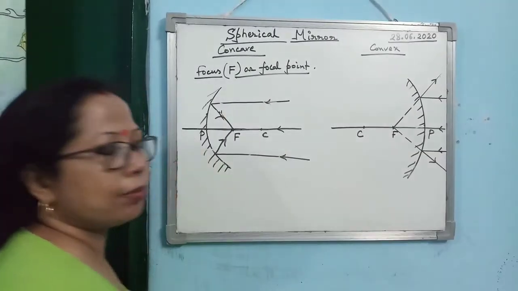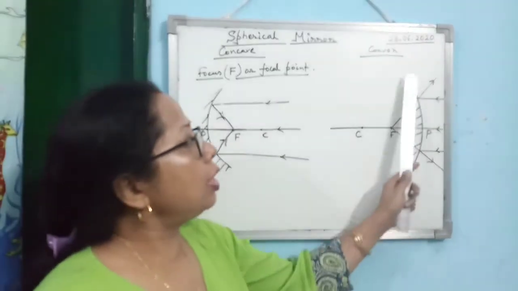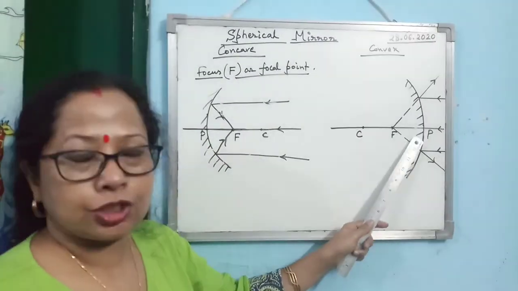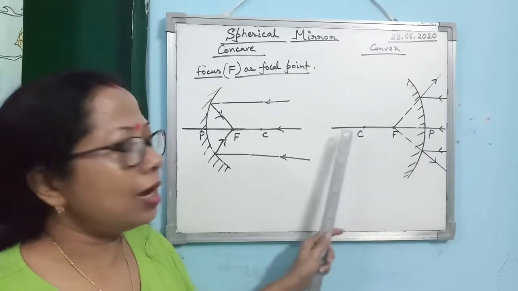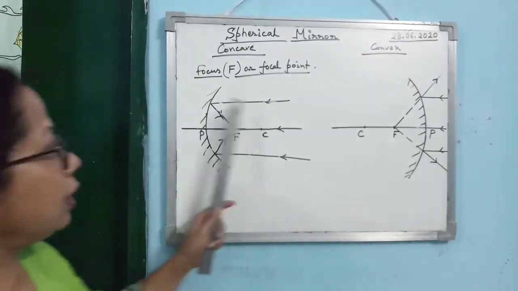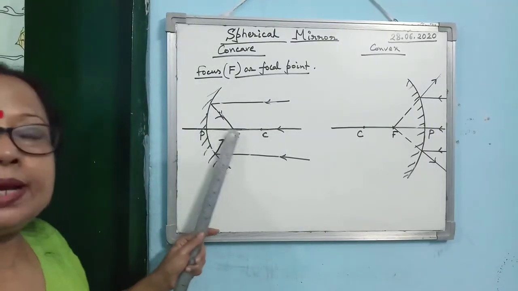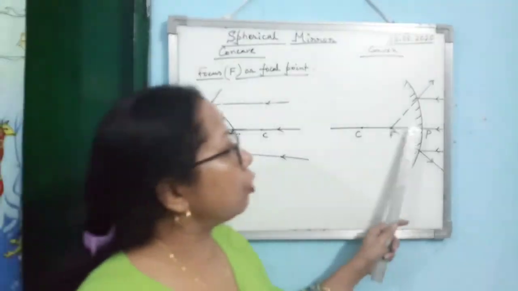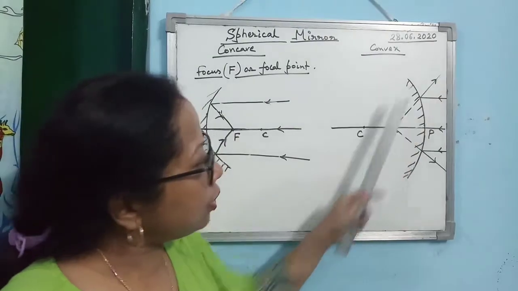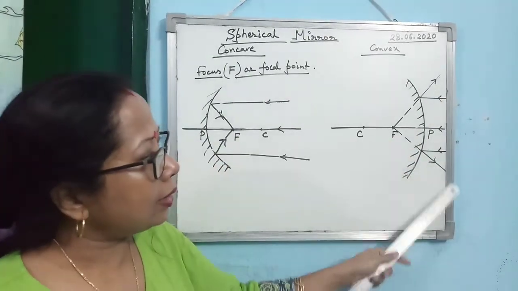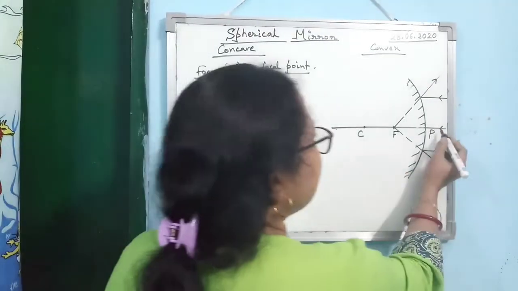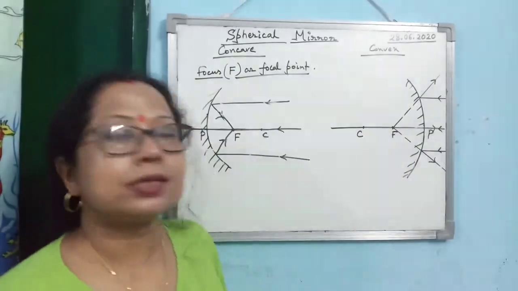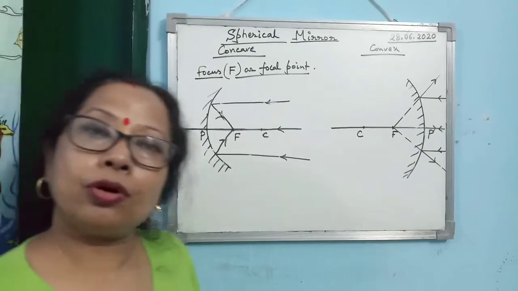A parallel beam of rays when it falls on a convex mirror, appears to diverge from a point on the principal axis. For a concave mirror, what I said, they meet at a point on the principal axis. But for a convex mirror, they appear to diverge. Look at the reflected rays, they are diverging. They appear to diverge from a point on the principal axis, which is known as focus.